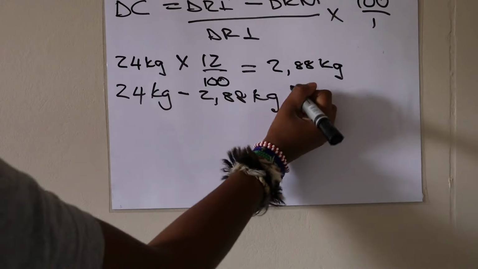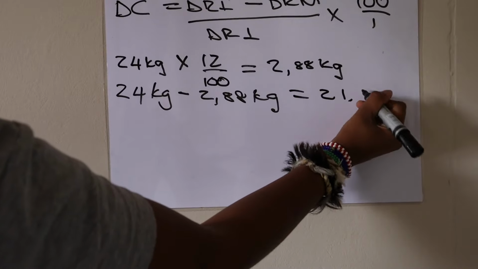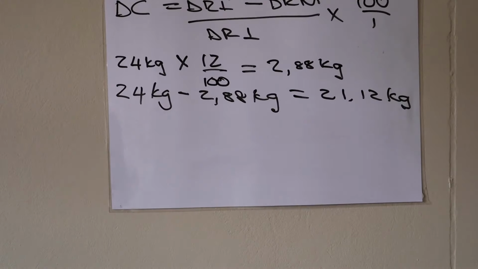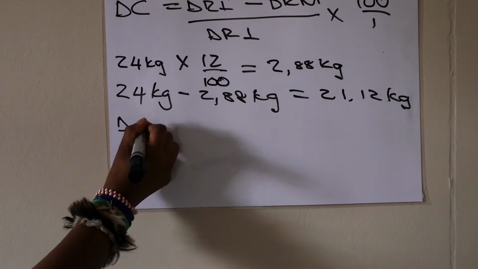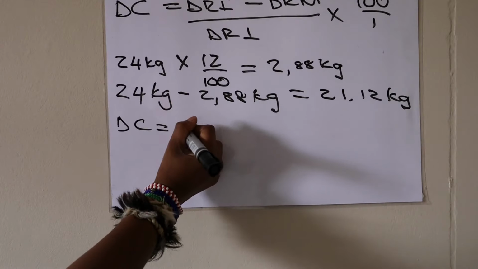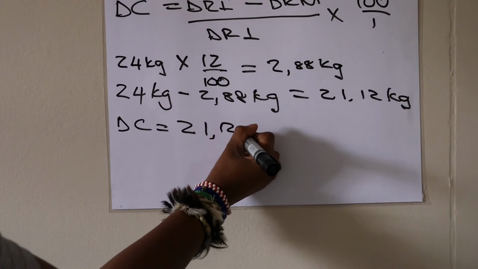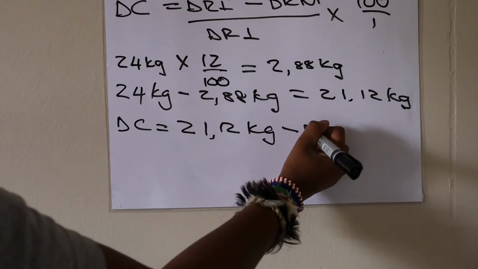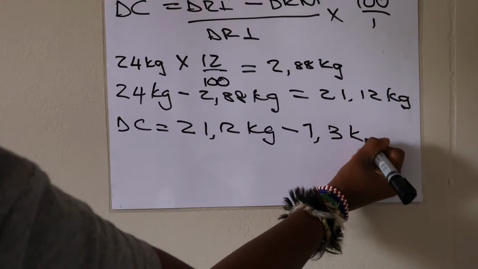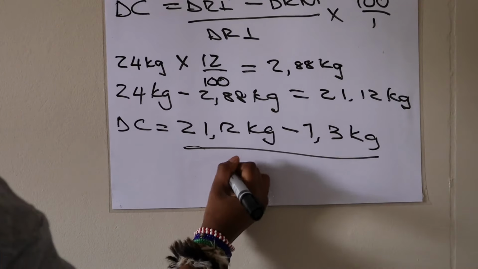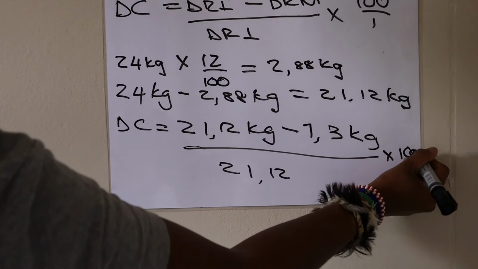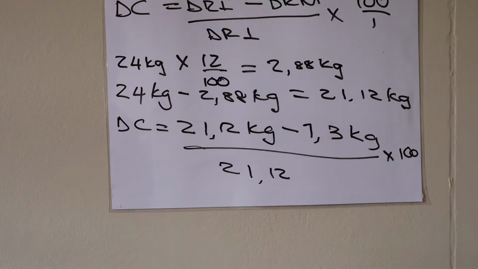So what we have now is 21.12 kgs. So coming back now to the formula, calculating now the digestibility coefficient. So it's 21.12 kgs minus 7.3, right, over 21.12, and we multiply this by 100 because we are looking for a percentage, right?